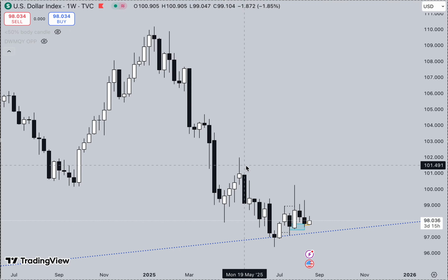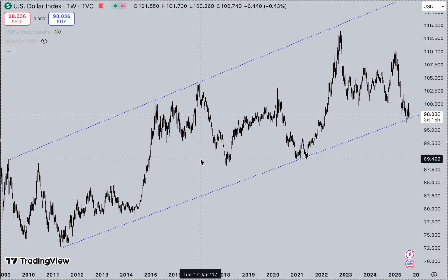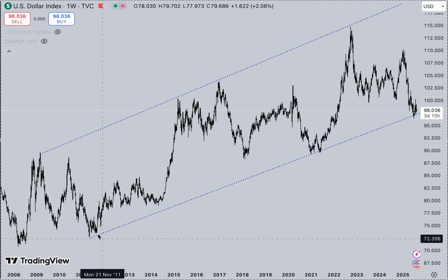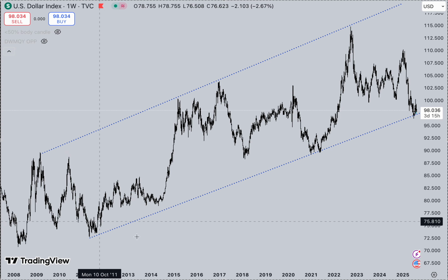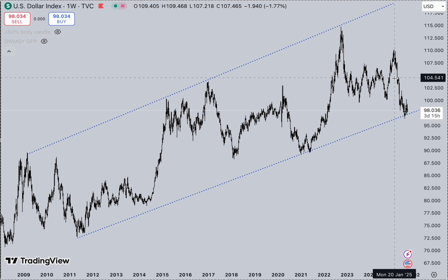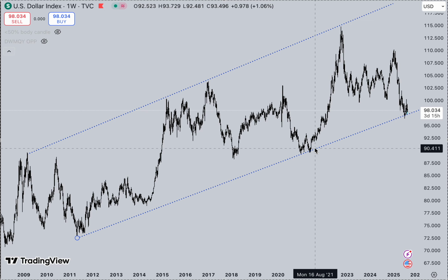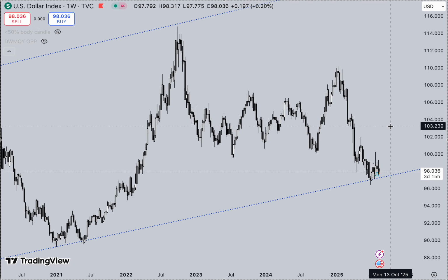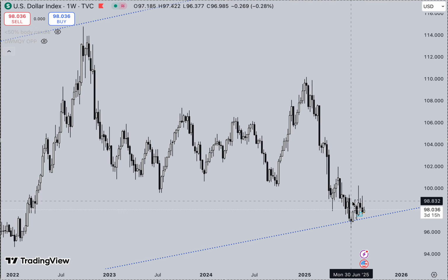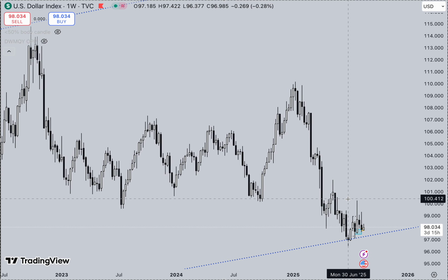So on the dollar, you can see first of all, as we can see right here on this chart, we have this channel. Dollar has been trading in this channel for quite some time now, and we've had the first touch, a second touch, and now we've had a third touch. So for us, we're just looking for higher prices on the dollar.